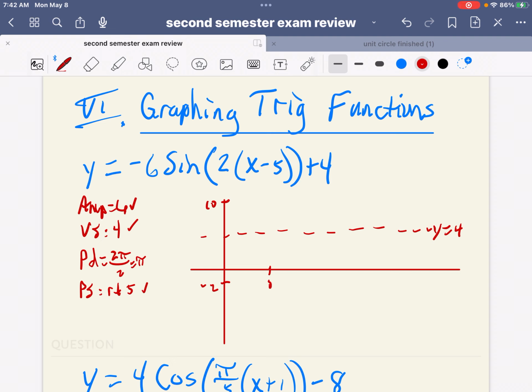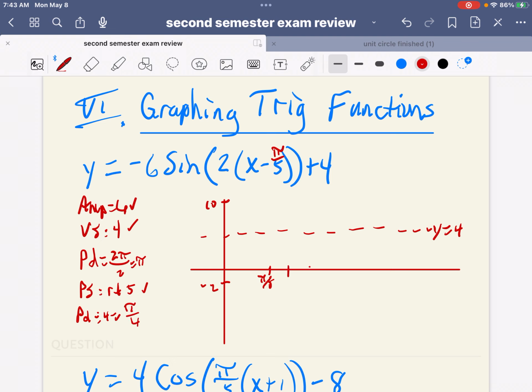All right, next, the phase shift is to the right 5. So that means if we go out to the tick mark 5, oh boy, that's going to be awful. Let's make this a pi over 5. So let's make the first tick mark pi over 5. Okay, so now if we take the period divided by 4, we get pi over 4.